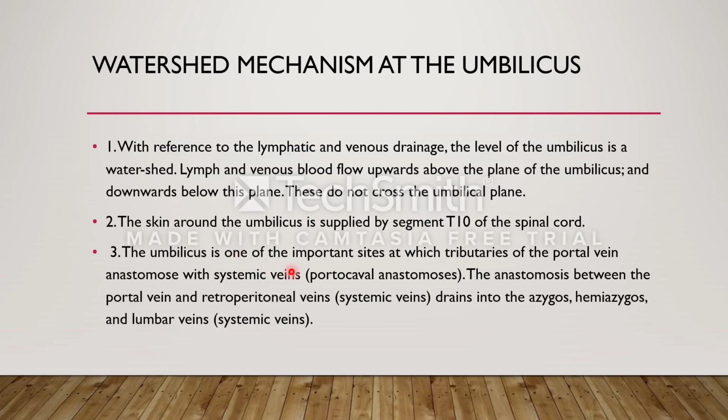The umbilicus is one of the most important sites at which the tributaries of the portal vein anastomose with the systemic vein. There are the portocaval anastomoses which are present normally. These anastomoses between the portal vein and the systemic vein drain into the azygous vein and the hemiazygous vein and the lumbar veins. So these are some of the important points which you have to remember about the umbilicus.